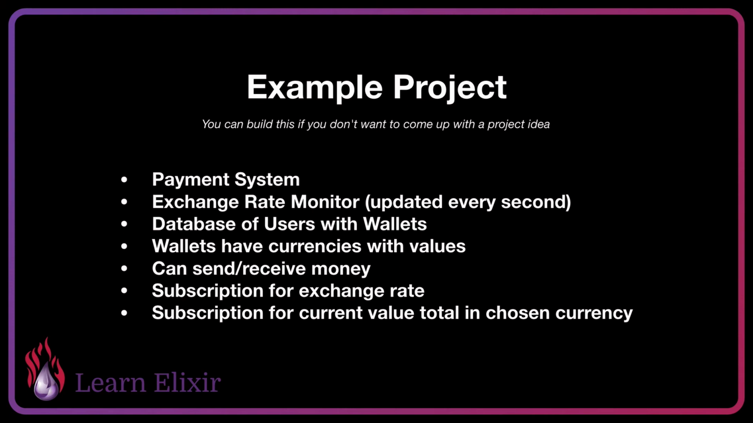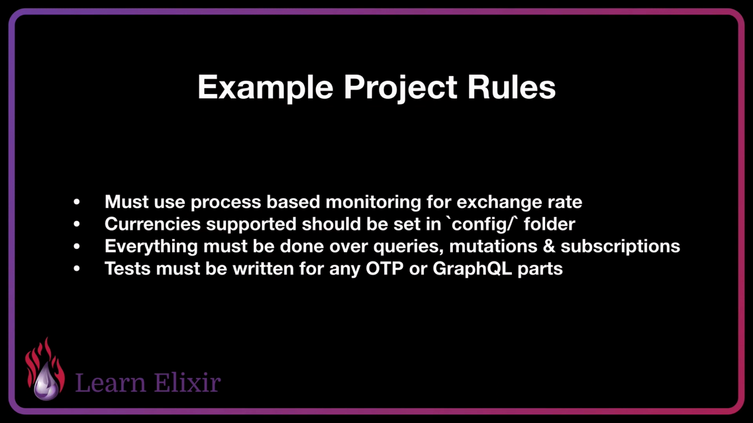Essentially, for our database, we're going to have a user system with wallets, which wallets will have currencies, and those currencies will have values. And that will allow us to have users within our system that we can send money from one user to another. We'll do all of this over GraphQL, and we'll also set up GraphQL subscriptions for when the exchange rate changes, as well as for the current wallet value of a user, given all their currencies. So you can specify one currency and get back the total value of all of the users' different currencies in that one value.